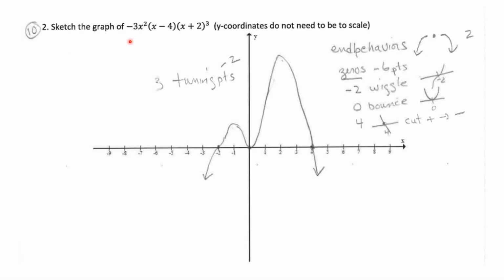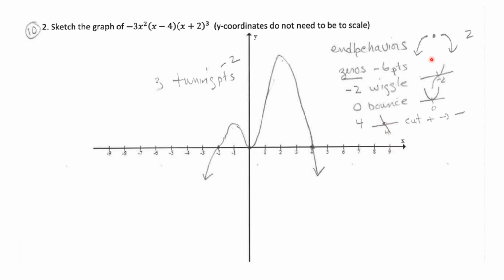Here you're supposed to sketch the graph of minus 3 x squared, x minus 4, x plus 2 to the third power. Okay, so the roots are going to be minus 2, 0, and 4. That's where it's going to hit the x-axis. But the crossing should be a wiggle at minus 2, a bounce at 0, and cut through this way from positive to negative at 4.